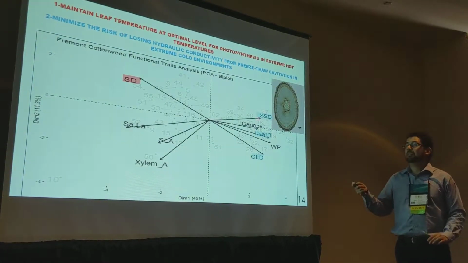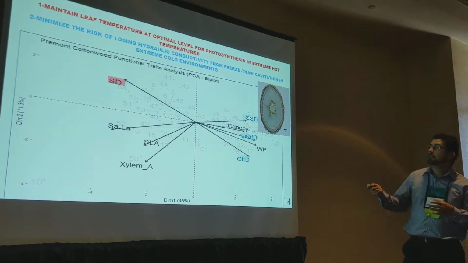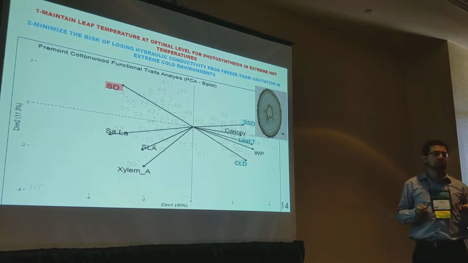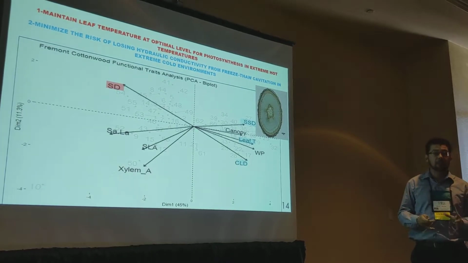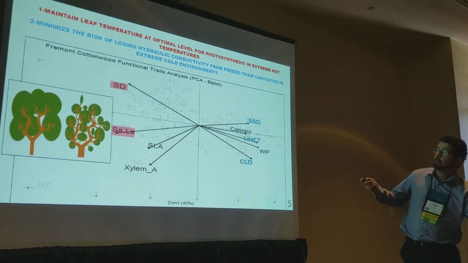This is specific stem density, how dense the stem is. And we found it correlated with the high elevation population traits. And that makes sense. They want to be denser to protect their xylem from freeze cavitation. So that goes very well.